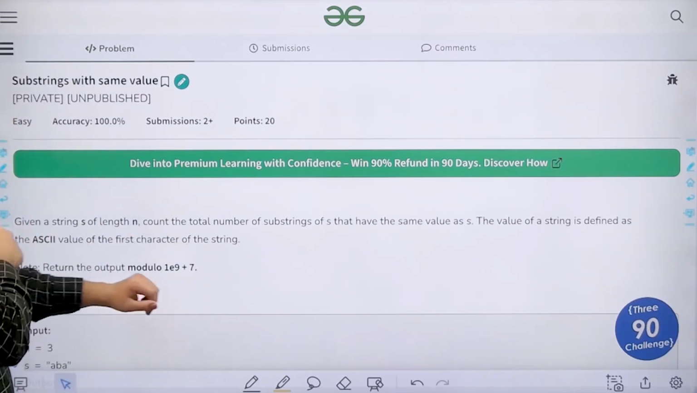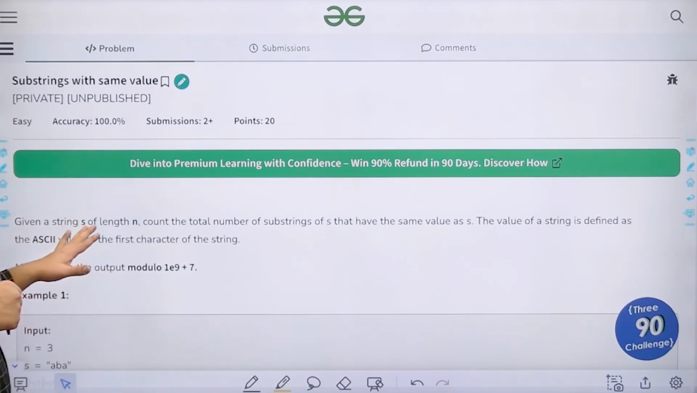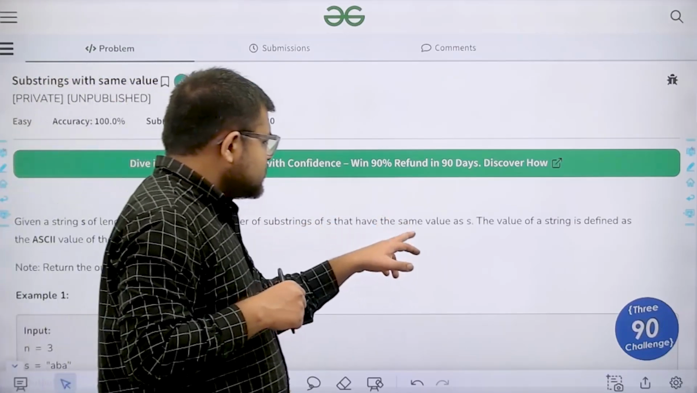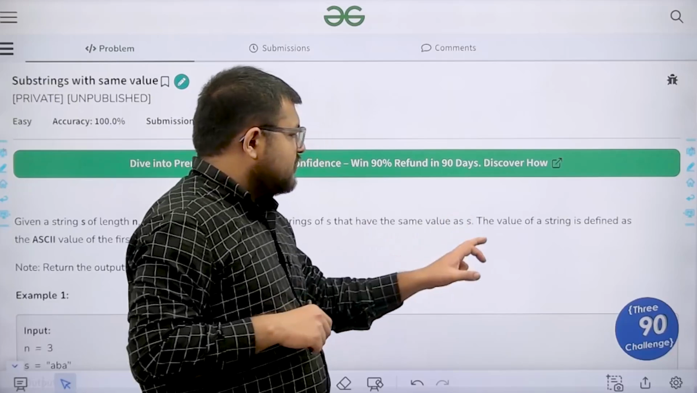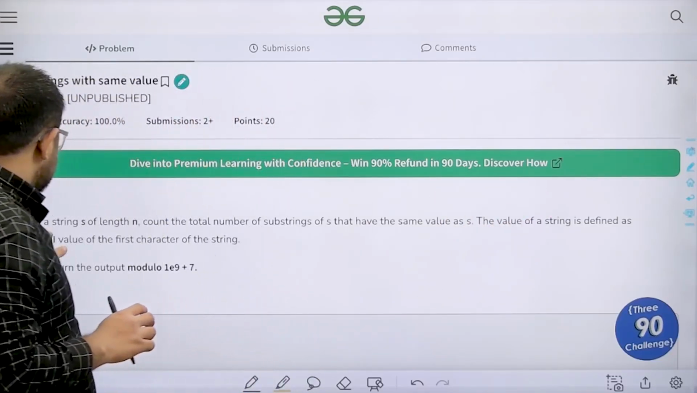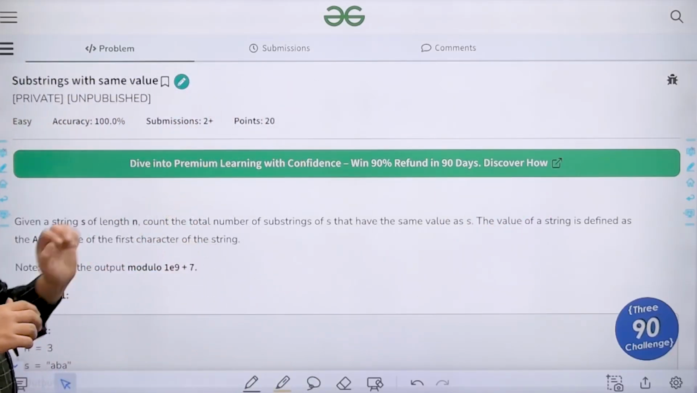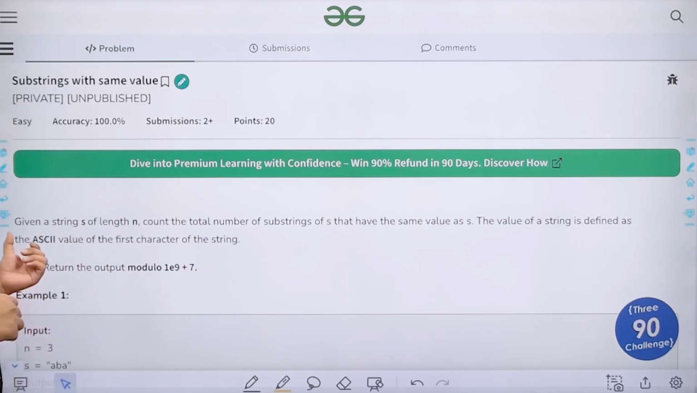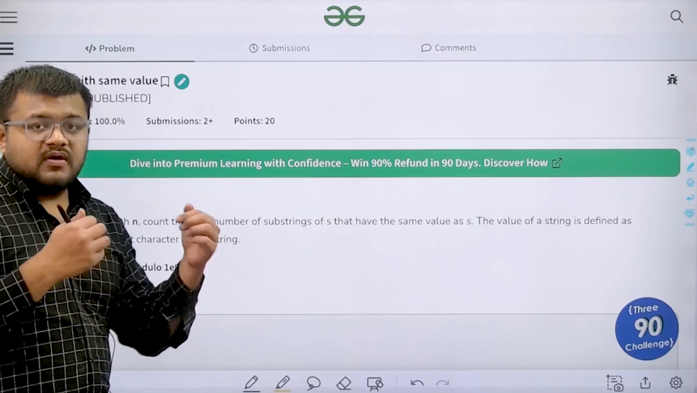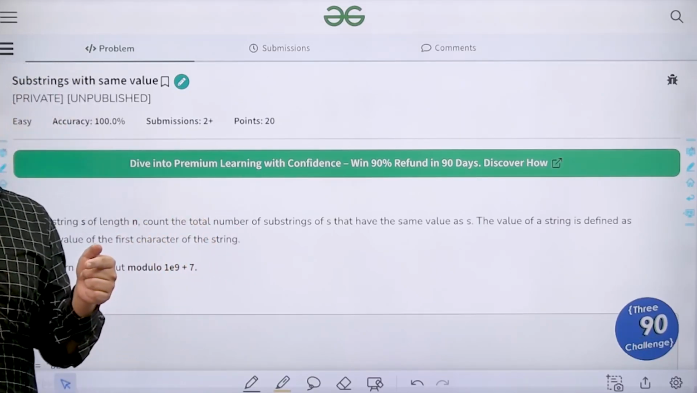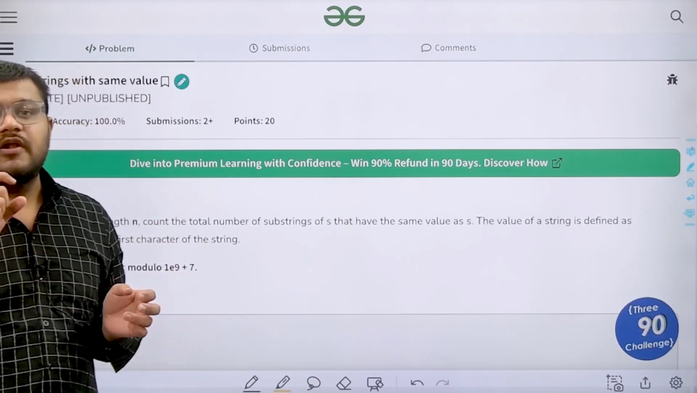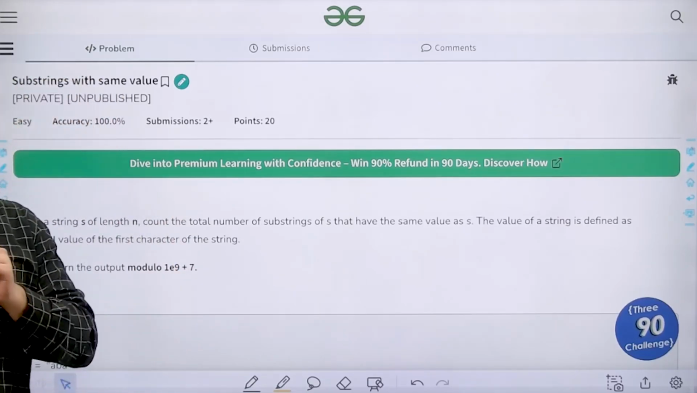So let us start by understanding the question. It says, given a string s of length n, count the total number of substrings of s that have the same value as s. The value of a string is defined as the ASCII value of the first character of the string. So what does this mean? If we are considering a string or a substring, then the value of that substring is equal to the ASCII value of the first character of that substring.